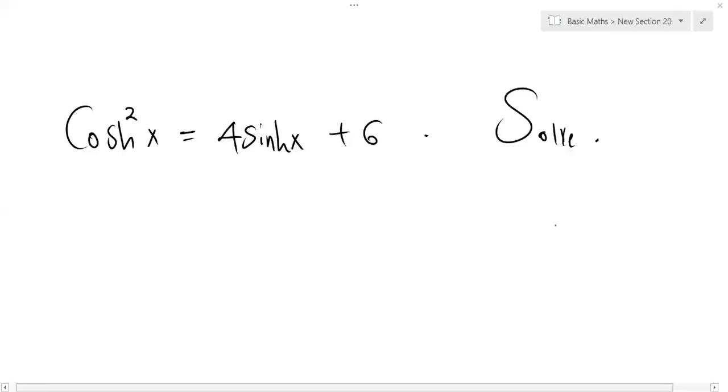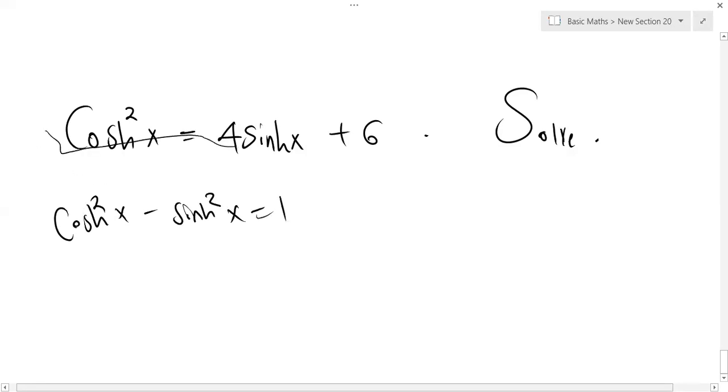So let's look at how to go about solving this hyperbolic function. Now, we know from the hyperbolic identities that cosh squared x minus sinh squared x is equal to 1. As you can see in this equation, we have both cosh and sinh. So I'm going to use this equation to write one in terms of the other.